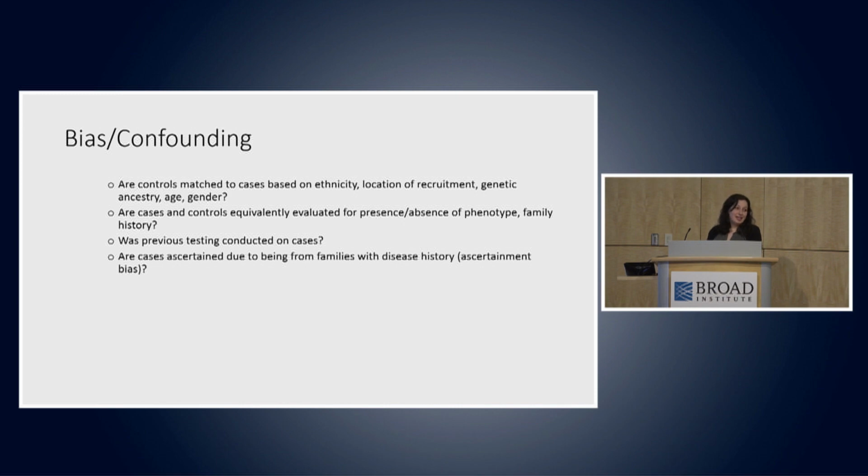Was previous testing conducted on cases, maybe the most common cause of disease, hopefully ruled out in these cases? Is there an ascertainment bias because the cases came from families with a history of disease?